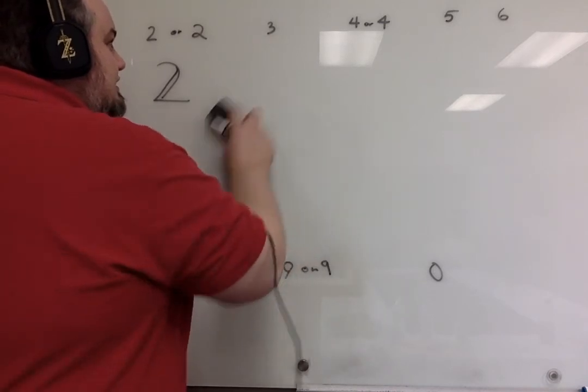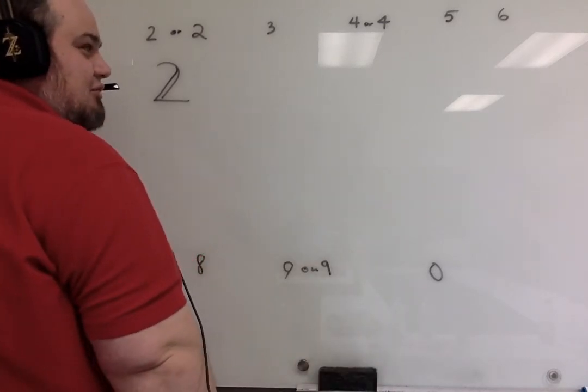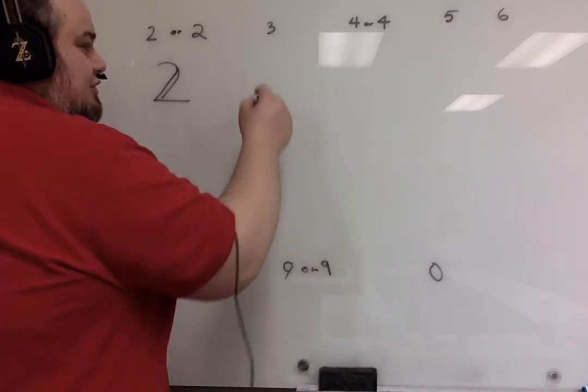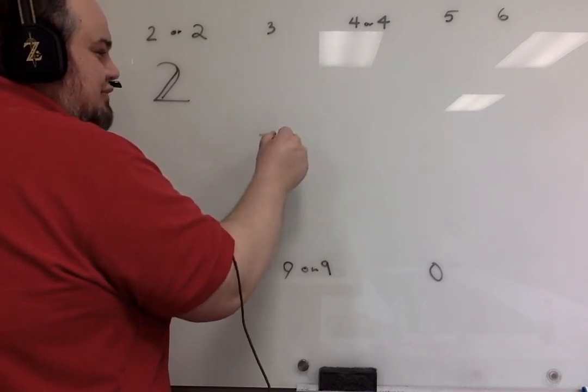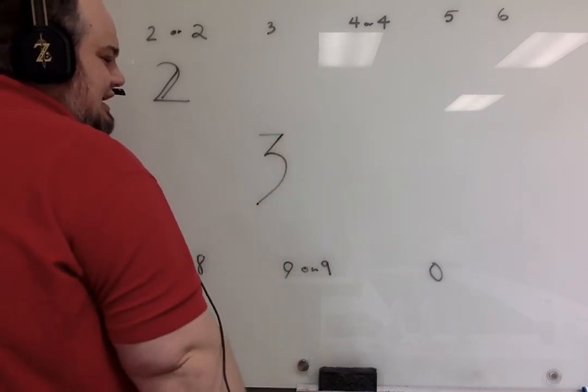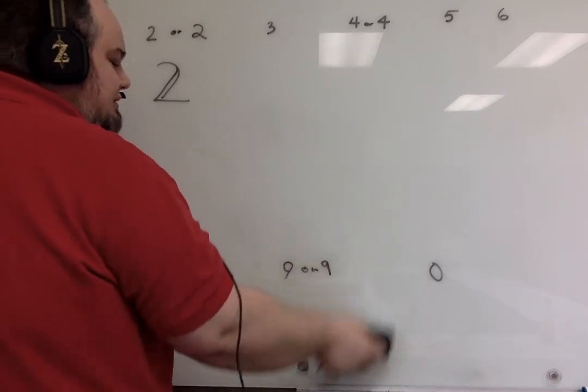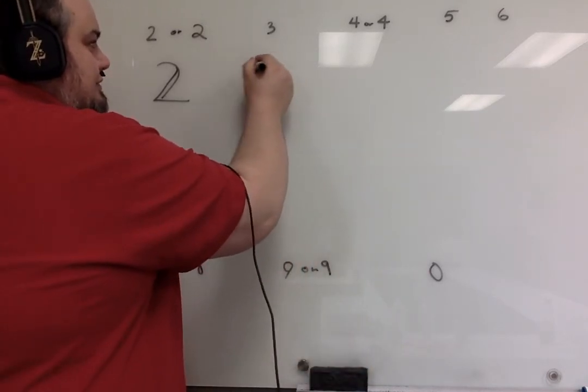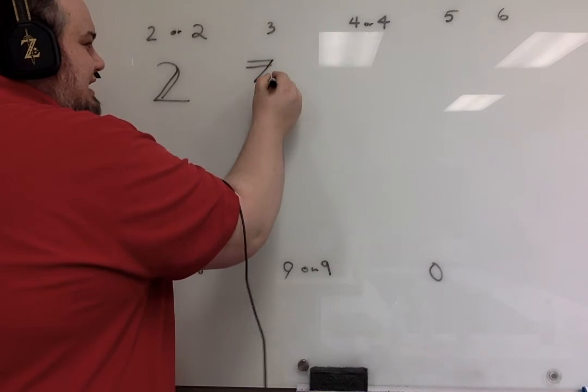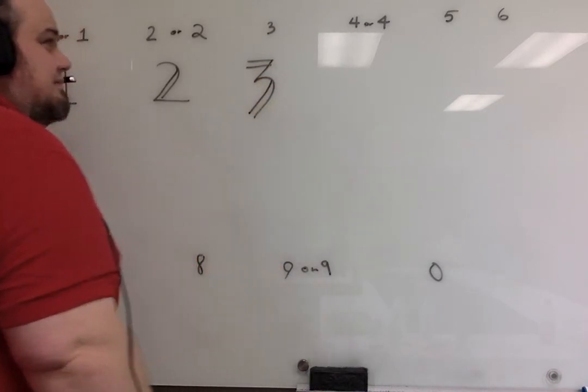So 3, most people write it rounded. However, for capital 3, it's going to be pointed at the top. So it's written like this, but it has the double parts as well. So we have like this, and then this part goes down like that.